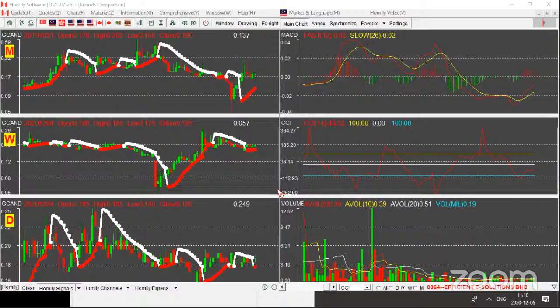Okay, Mr. Lim asks MACD up, CCI low, RWC red, what to do? Of course we can buy, right? Yeah, it's a good condition. Monthly chart uptrend, CCI in the low position, safe area. So if on daily chart appear the buy signal, of course we can buy.